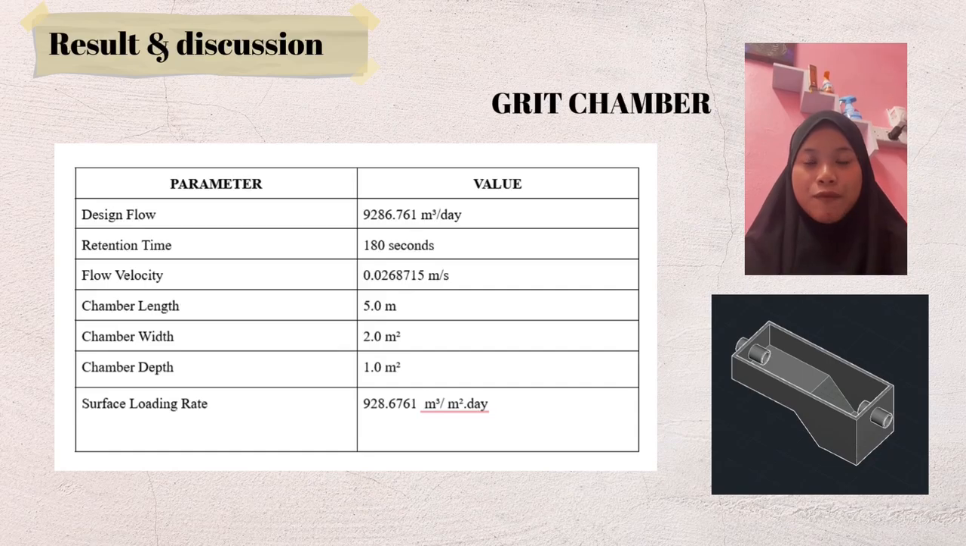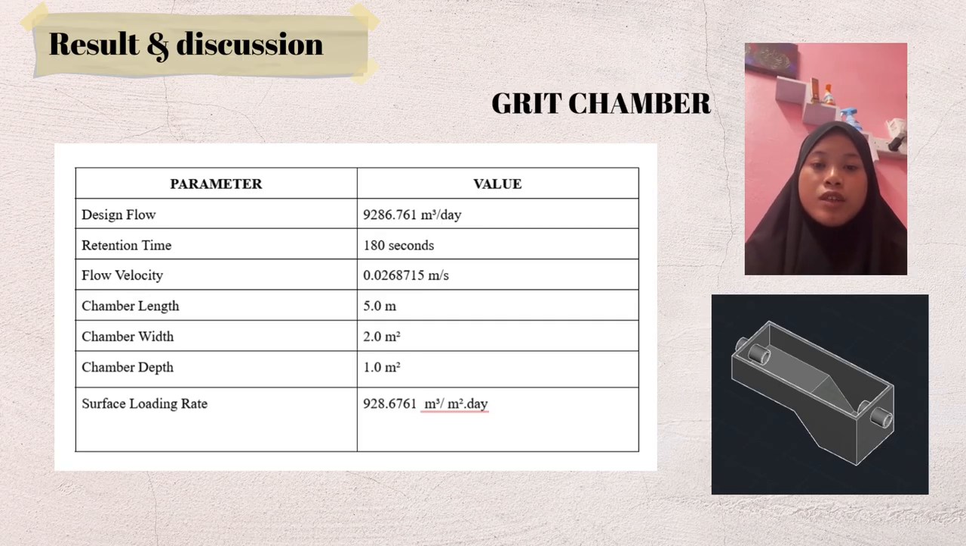For the grit chamber unit, the design flow rate is 9,266.761 meter cubic per day. A retention time of 118 seconds is applied to allow optimal grit settling. The flow velocity within the chamber is 0.02687 meter per second, which is suitable to prevent light organic matter from settling. The chamber dimensions are 5 meter in length, 2 meter in width, and 1 meter in depth. The surface loading rate achieved is 928.6761, indicating efficient removal of sand and heavy particles prior to further treatment.